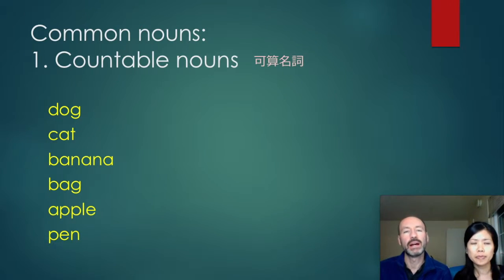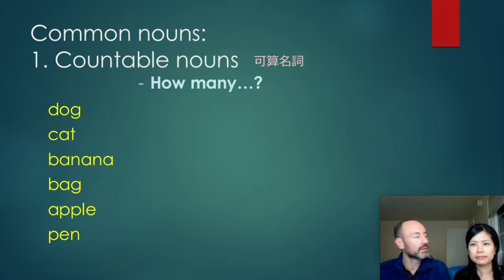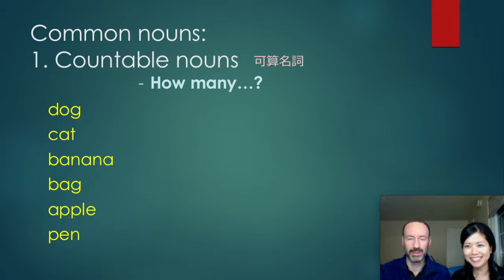Now, here are some expressions that we often use with countable nouns. We can ask a question like, how many? Like, Mariko, how many cats do you have? I have one cat. How many dogs do you have? I do not have any dogs. How many bananas do you have? I have 6 bananas. Ooh, a lot of bananas, all right.